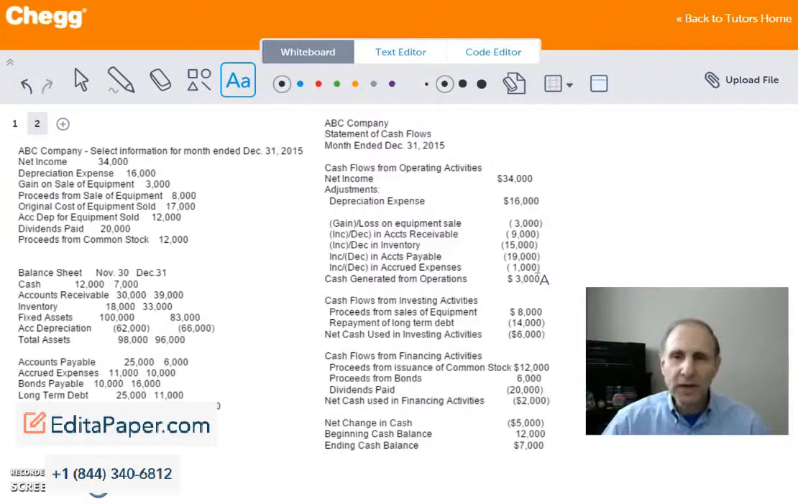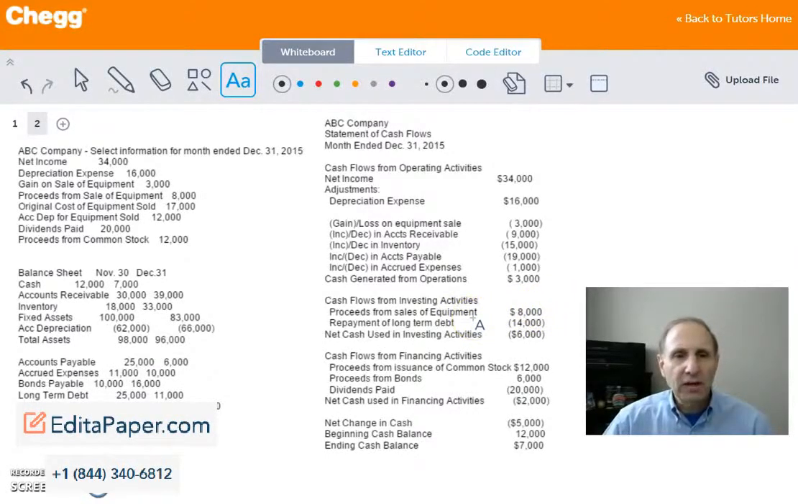operations. The next section that we're going to look at is the cash flows from investing activities. So we're told again that equipment sale, the actual proceeds for the sale, the cash received was $8,000.